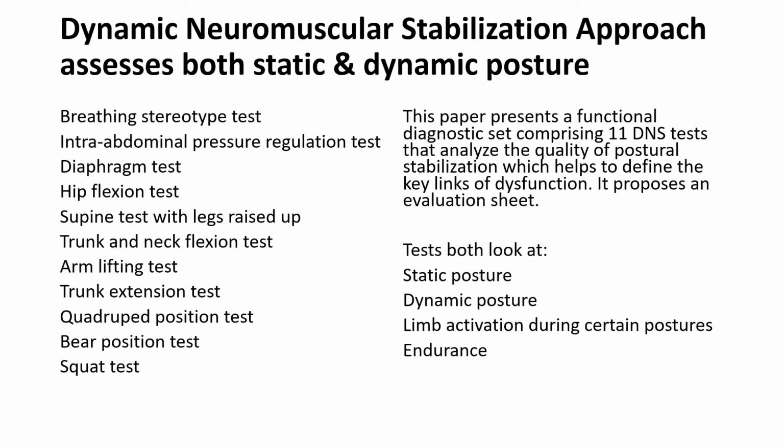The dynamic Neuromuscular Stabilization Approach assesses both static and dynamic posture. They also look at limb activation during certain postures and endurance. They look at breathing, they test the diaphragm, and look at more than only, but it is extremely functional and based on the stages of developmental possibilities of the young child.